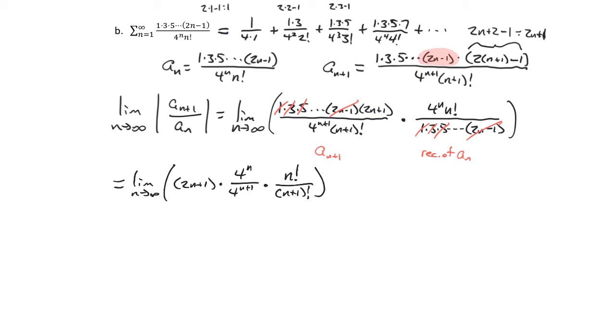Let's simplify. Once again, just like in our previous example, I have an exponential expression. And so I've got n factors of 4 in the numerator and n plus 1 factors of 4 in the denominator, which leaves us, after reducing, with 1 factor of 4 in the denominator and a 1 in the numerator.